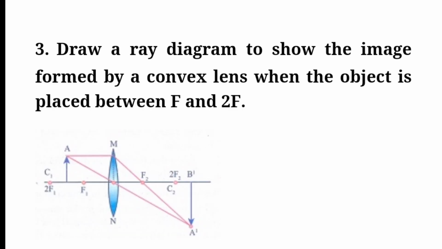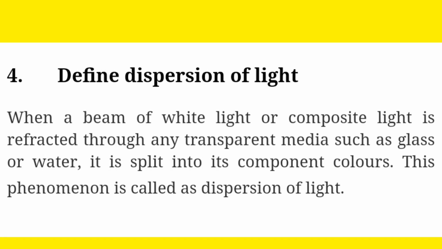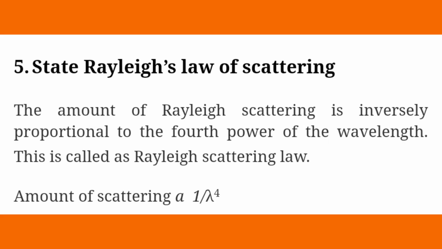Third question, draw a ray diagram to show the image formed by a convex lens when the object is placed between F and 2F. Draw it in the diagram. Fourth question, define dispersion of light. When a beam of white light or composite light is refracted through any transparent media such as glass or water, it is split into its component colors. This phenomenon is called as dispersion of light. Fifth one, state Rayleigh's law of scattering.